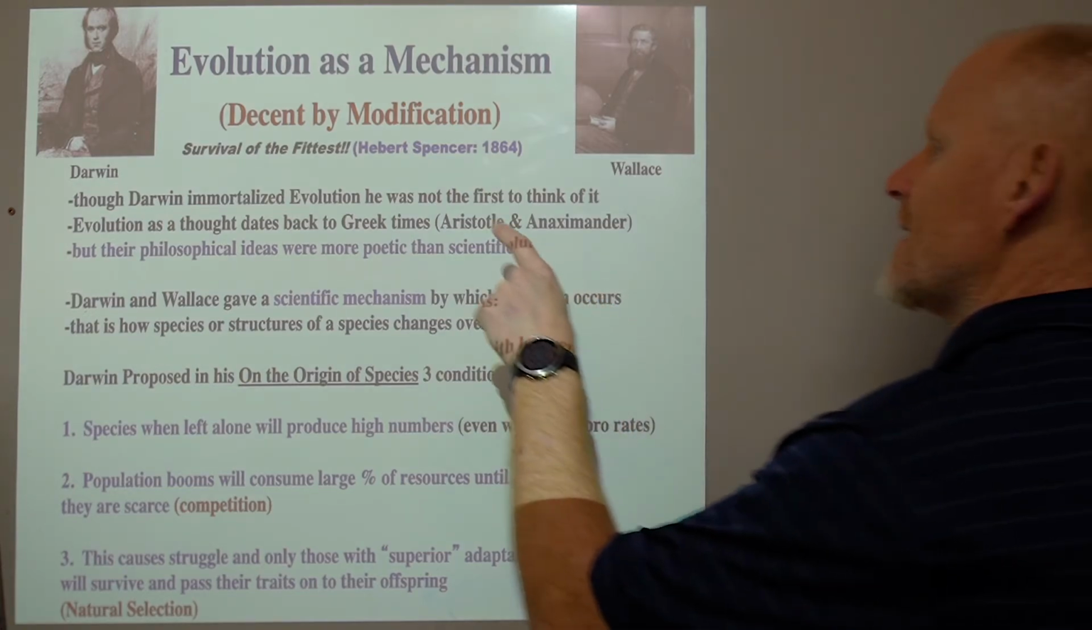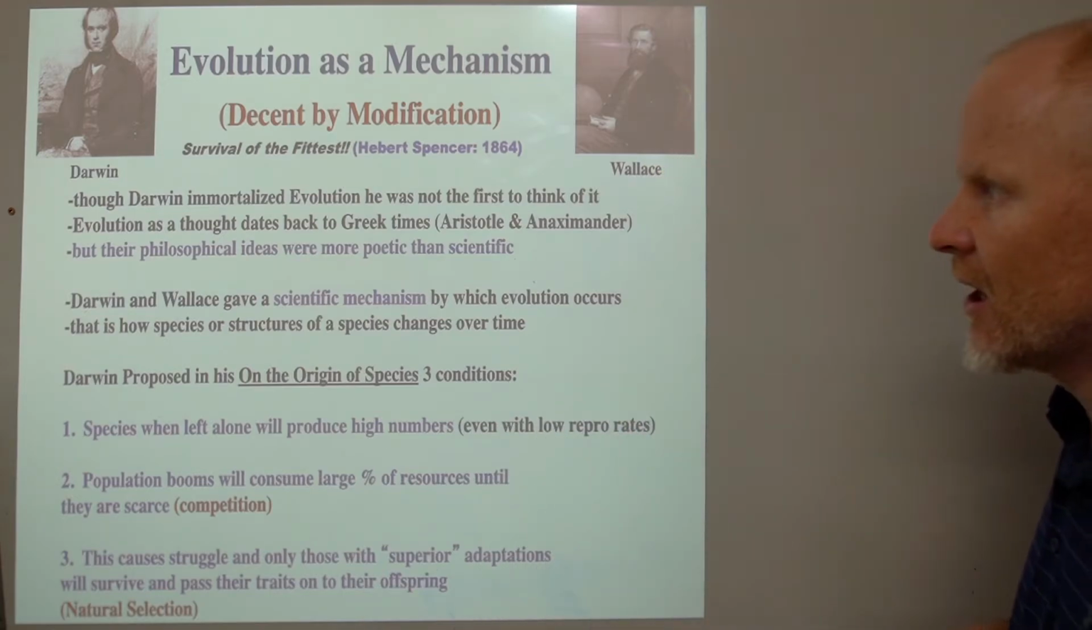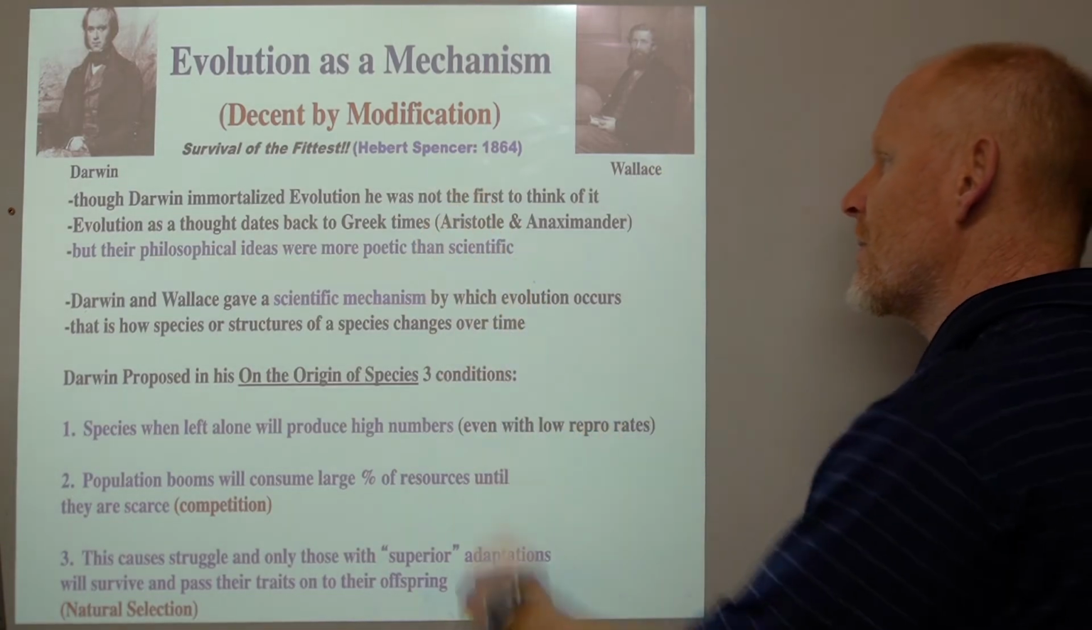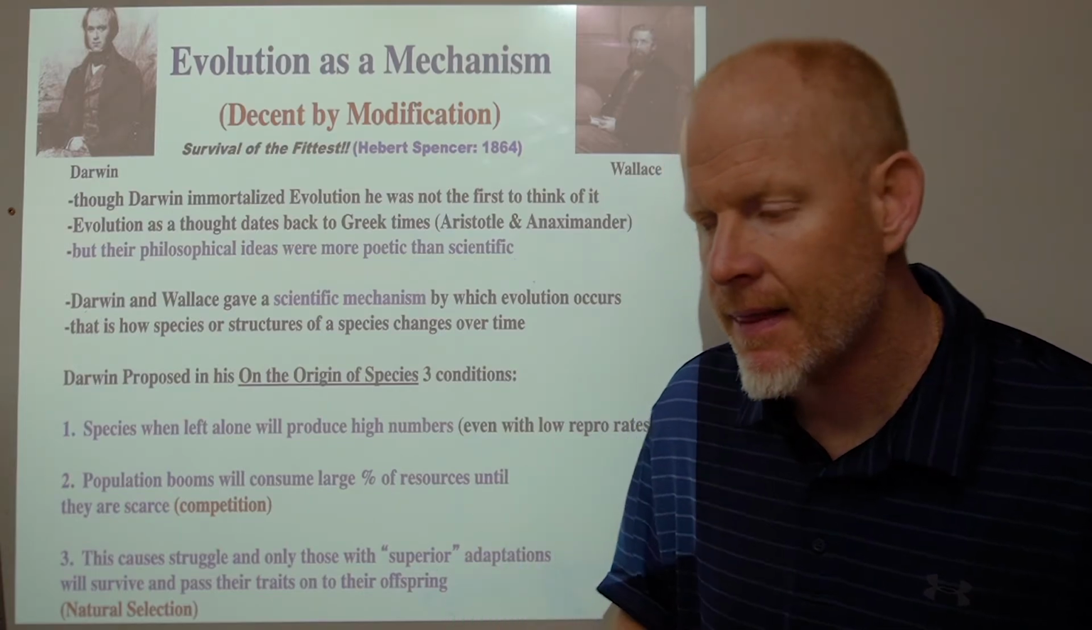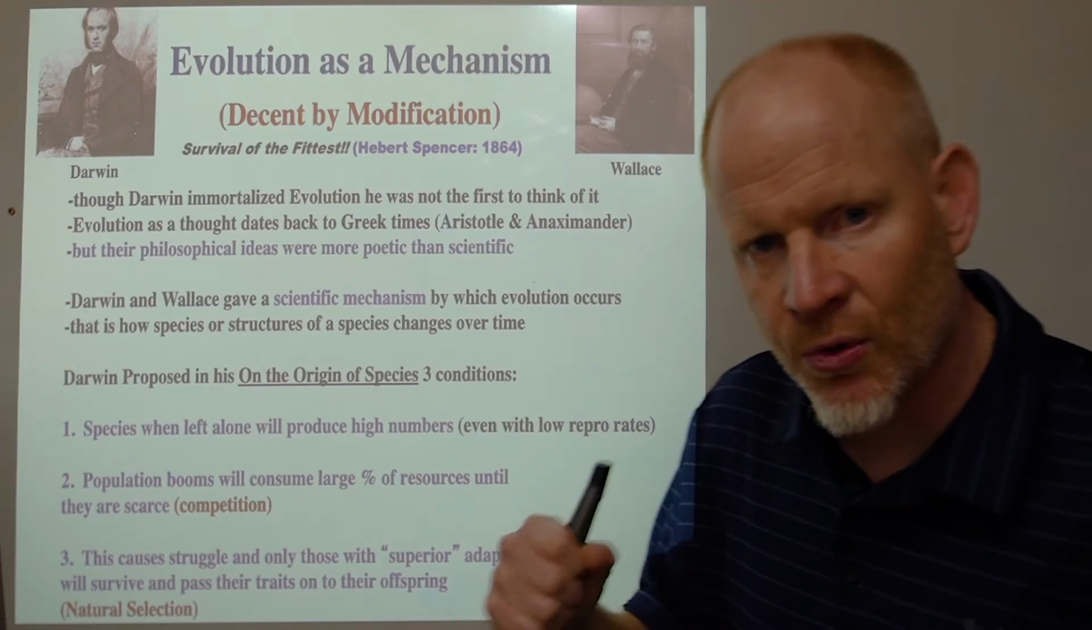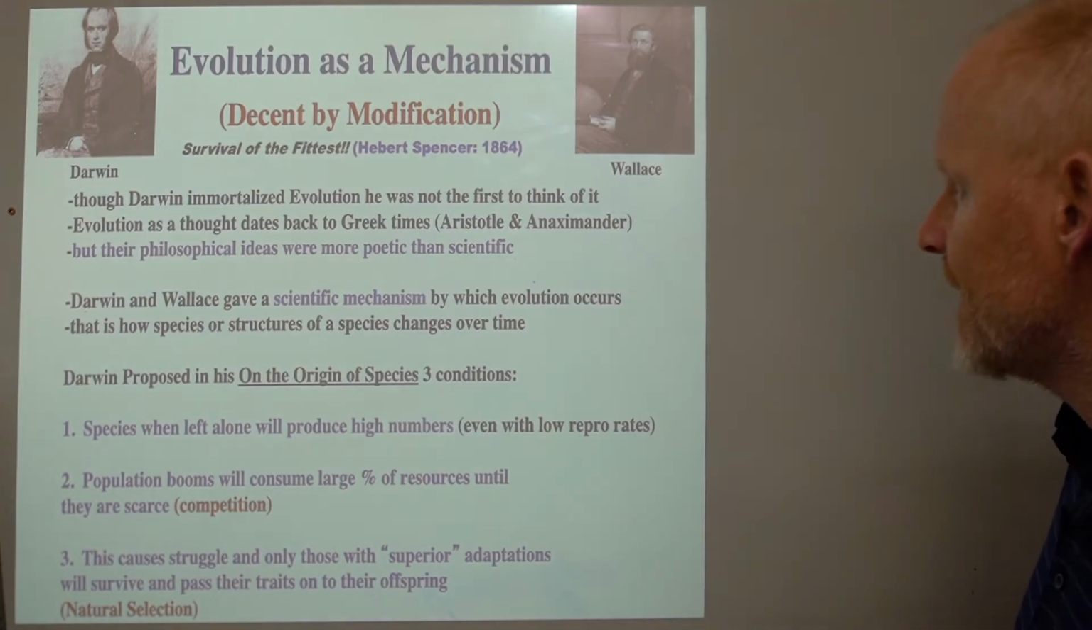You also hear a lot about survival of the fittest. That wasn't coined by Darwin. That was actually coined by Herbert Spencer, one of the comparative anatomists, one of the major scientists who supported Darwin during Darwin's lifetime.